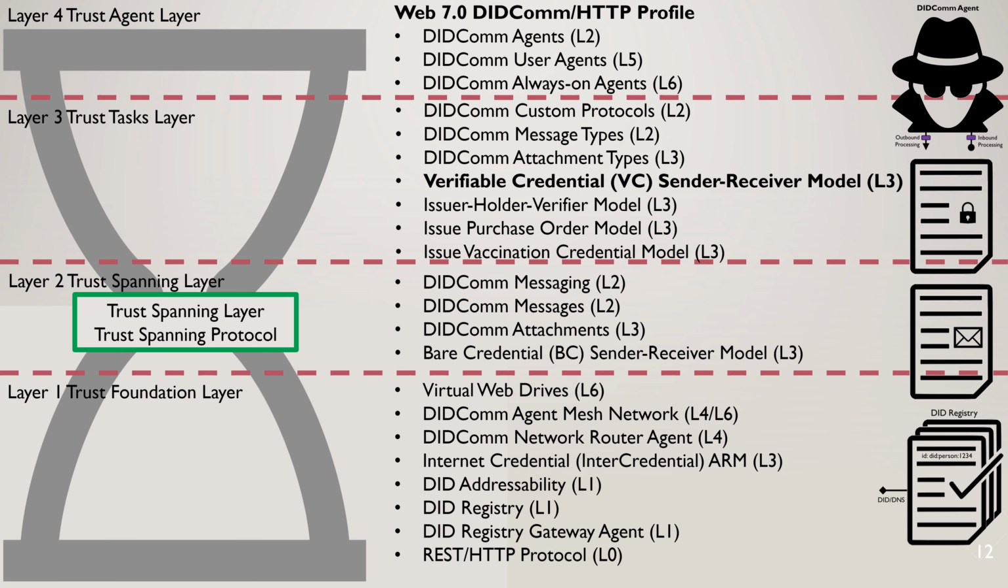So where do these belong in the Web 7.0 trust spanning layer framework? Well, they're in layer 3, the trust tasks layer. They're no longer part of the trust spanning layer. They're not part of that middle tier, that neck of the hourglass through which all communications need to pass. They're built on top of bare credentials, so they belong in that layer 3 trust tasks layer, and we see them highlighted there.